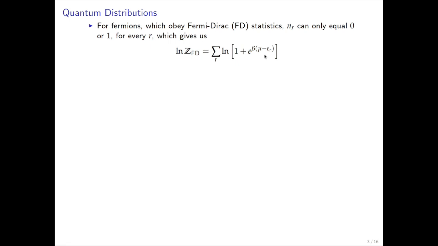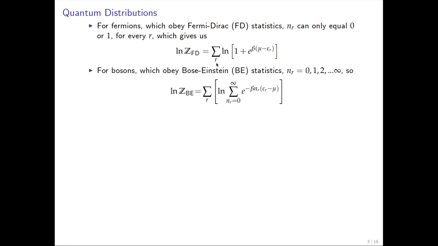And so that's easy to do, and we just have this sum over r. So that's the answer for fermions for the log of the grand sum. In contrast, for bosons, of course, bosons obey Bose-Einstein statistics. This occupation number can be anything from 0 to infinity. So if we write down the log of the grand sum for bosons, we still have these two sums here.